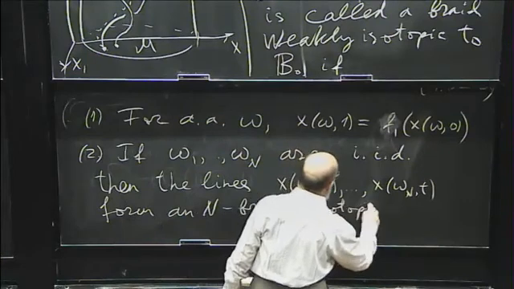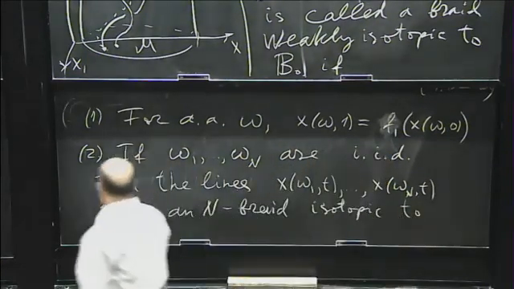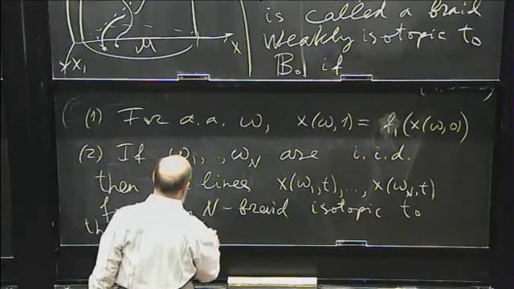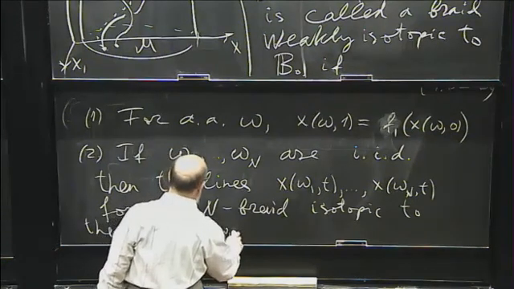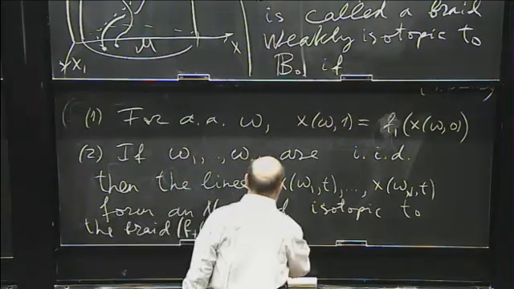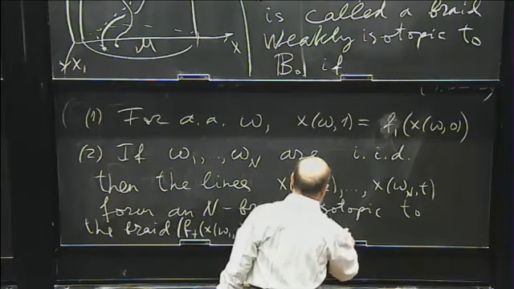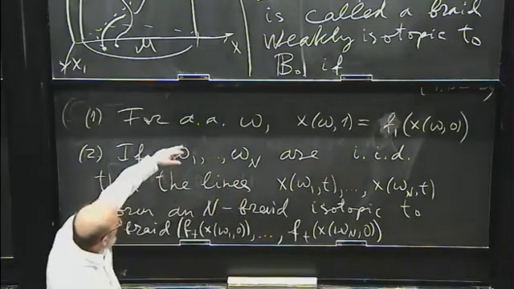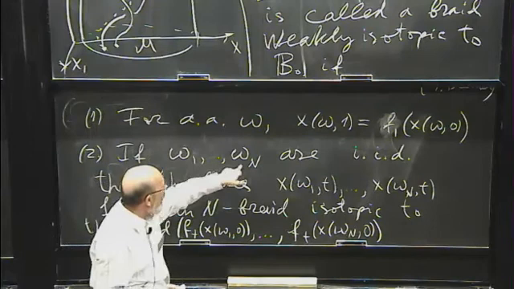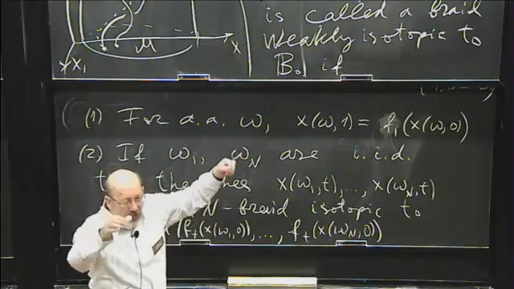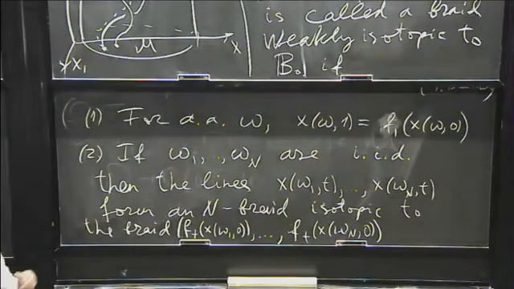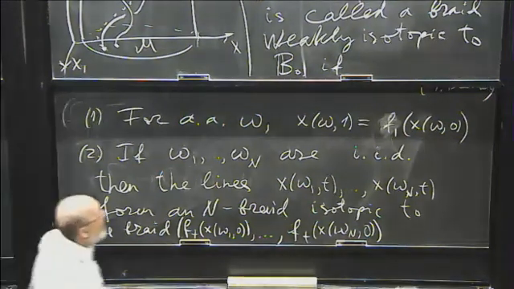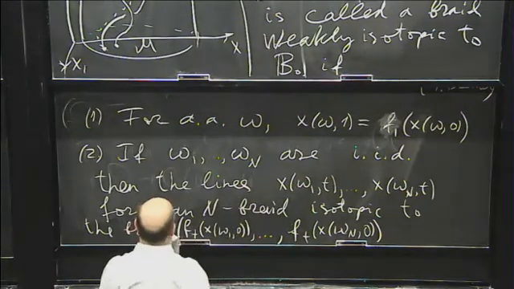isotopic to the braid, say, ft of x omega 1 0, ..., ft of x omega n 0. So if we take at random any particles and consider their trajectories, then they form in the cylinder a braid which is isotopic to this reference braid B0 with the same endpoints. So this is the next condition.